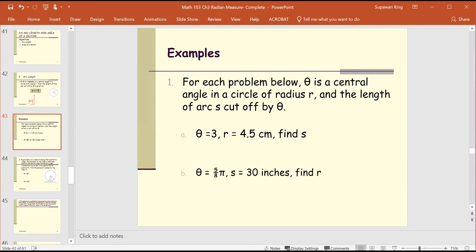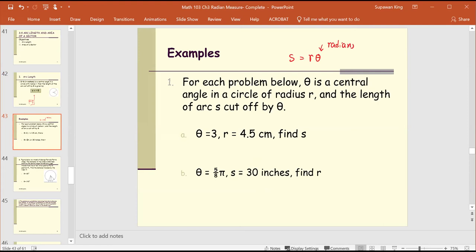Examples. Number 1. For each problem below, theta is a center angle in a circle of radius r, and s is the length of the arc cut off by the angle theta. To compute, use the formula s equals r times theta. Make sure theta is in radian form.